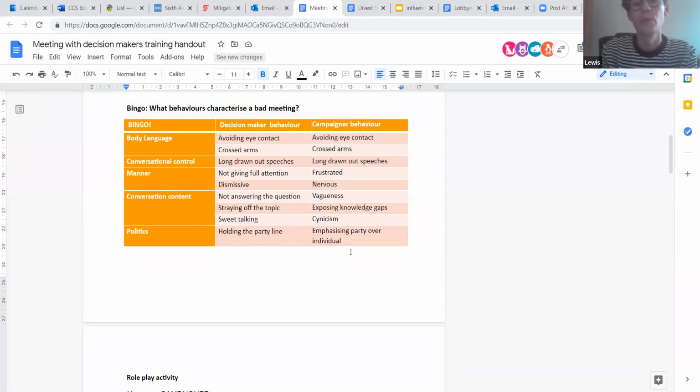And similarly, you might want to avoid emphasizing the party over the individual. In order to try and encourage them to take this individual act of signing the pledge, you probably want to emphasize the power they have as an individual councillor or MSP, not as a representative of their party. Again, taking it into that more personal place. So these are just a few things that have been observed in meetings that have not gone so well. I'm sure there are plenty of other things.